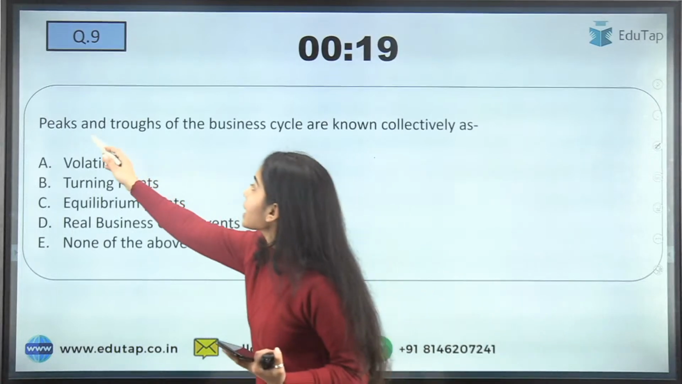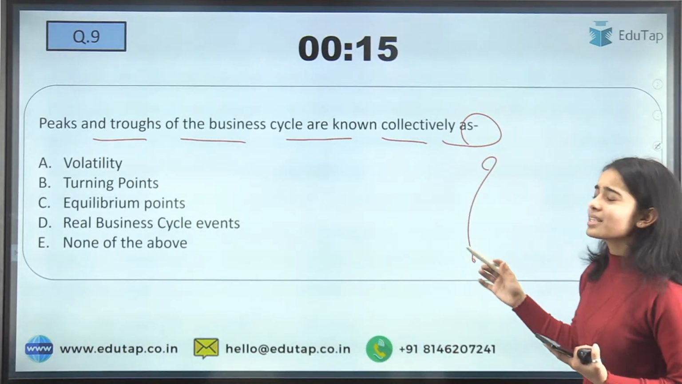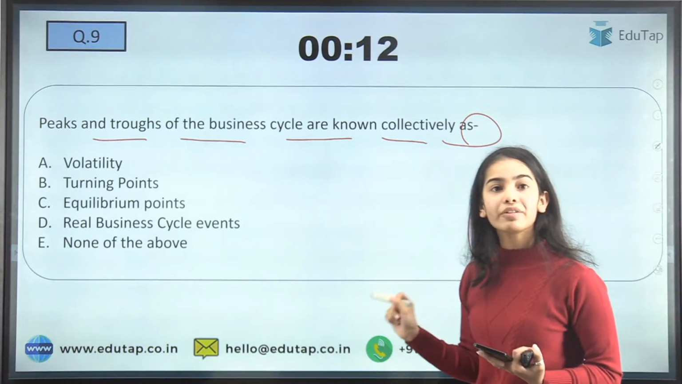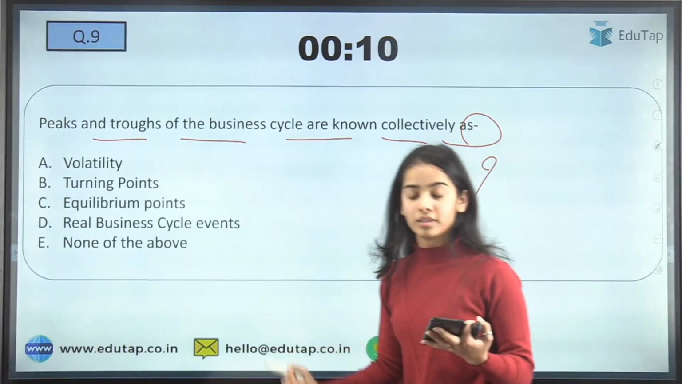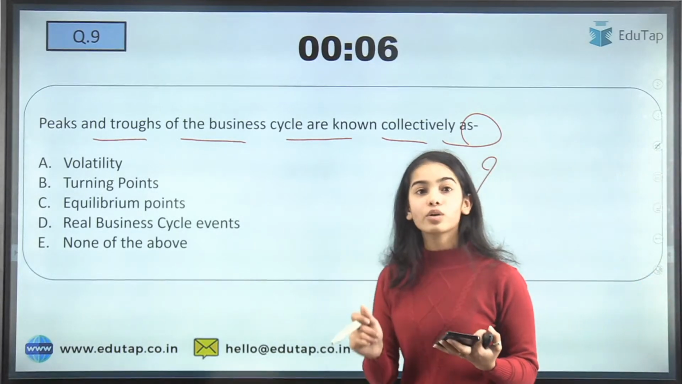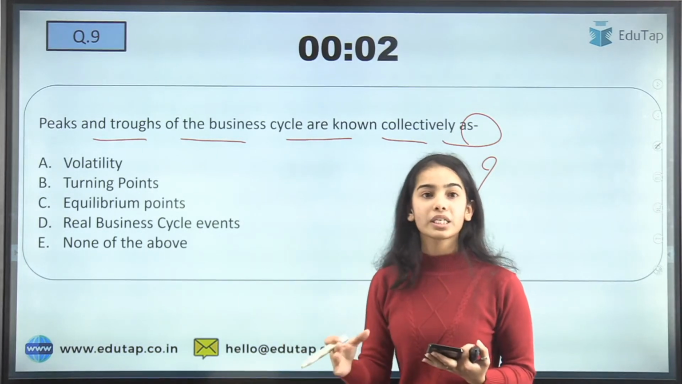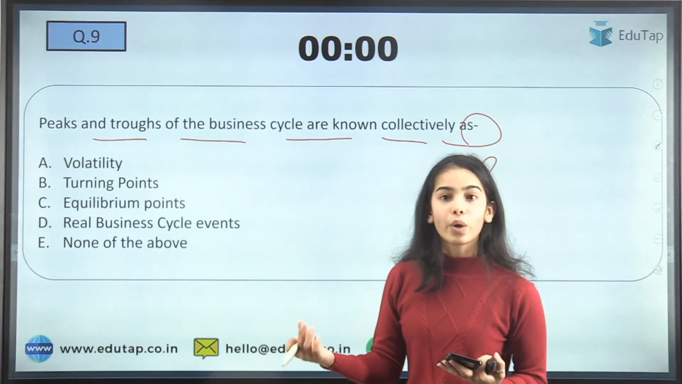Next is, peak and trough of the business cycle are known collectively as what? This is very easy. I think you should not even take 10 seconds to answer this one. Yes, Tekken Games, very good. Due to inferior quality of the product, you will stop using it when your income increases. Okay.